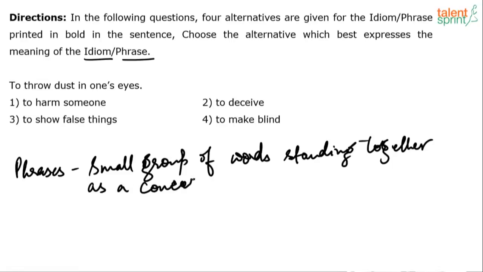as a conceptual unit. Okay, these are small group of words that always are used together. For example, if I say break up, you cannot change it to break down. They are always used together. Okay, so phrases are nothing but small group of words standing together as a conceptual unit. Yes. So what are idioms?